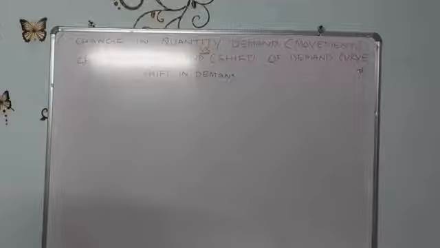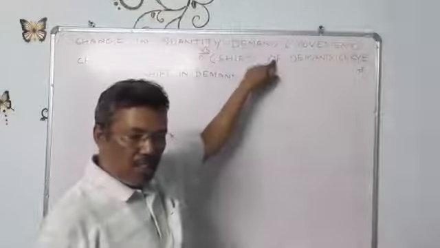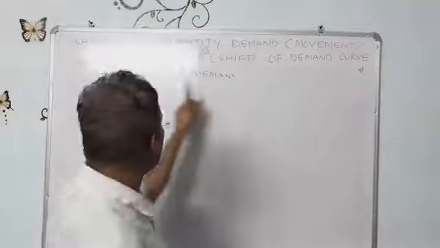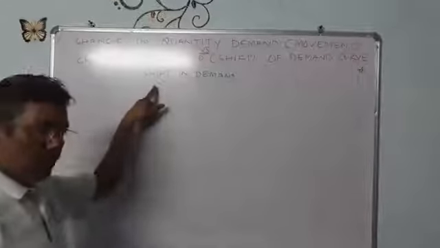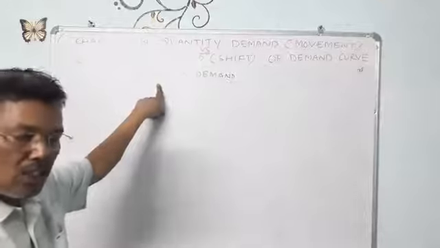Movement along the demand curve occurs due to the change in price. Shift in demand occurs, economists say, whenever the price remains the same and other factors change. Change in quantity demanded occurs when price changes and other factors remain the same. But in the reverse case, the price remains the same and other factors change. Which other factor? That is income.